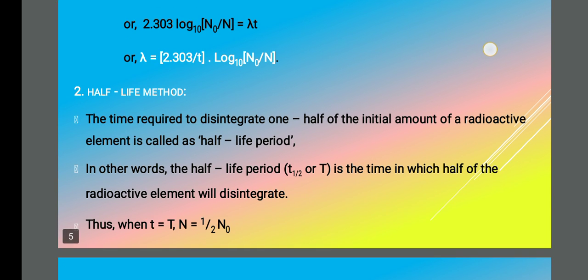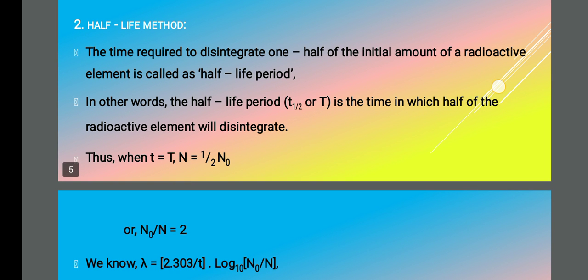Now I'll go with the second law. The second law is the half-life period. The half-life period is the time required to disintegrate 1/2 of the initial amount of the radioactive element. I'll repeat. What we mean by half-life period is the time required to disintegrate 1/2 of the initial amount of the radioactive element.